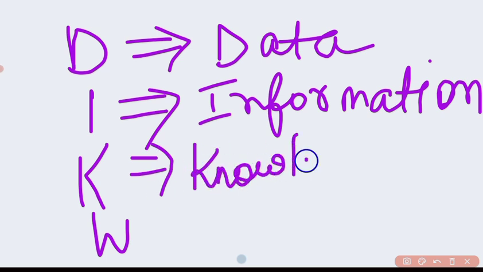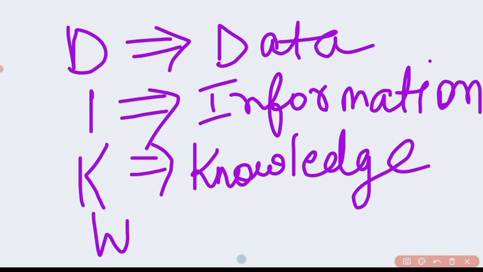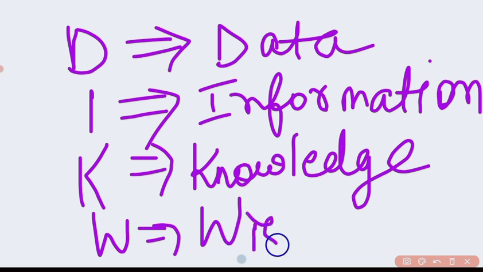And after getting knowledge, when a person gets the quality of understanding what is right and what is wrong, that trait and that quality is called wisdom. So this is what we have to understand.